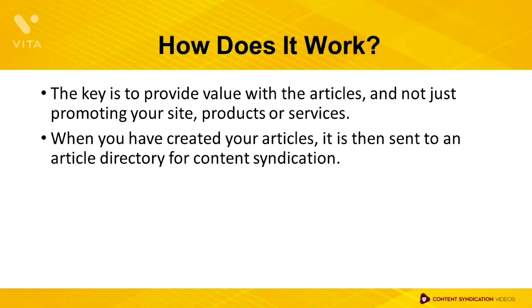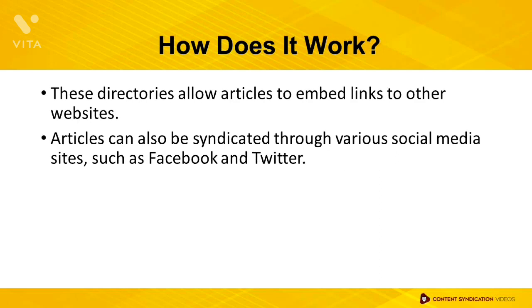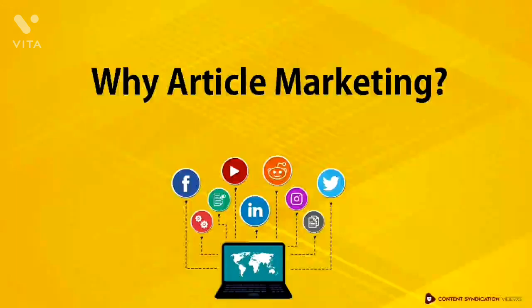How does article marketing work? The key element is to provide valuable content to your readers and not just merely promoting your site, products, or services. When you've created your articles, it's then sent to various platforms, such as article directories for article syndication. These directories allow articles to embed links to other websites. Articles can also be syndicated through various social media sites such as Facebook and Twitter.